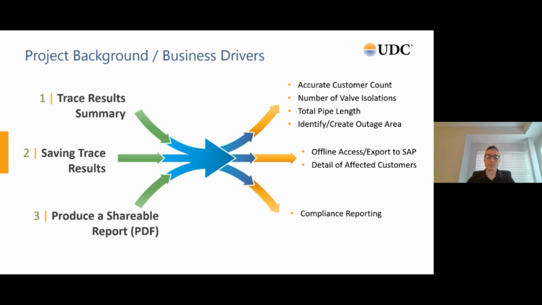They wanted the ability to save the detailed trace results as a feature to be viewed on other GIS maps, as well as an export that can be utilized by their work management system, in their case SAP, which then they would be able to create notifications and work orders from. And lastly, AVANGRID wanted the ability to create a shareable PDF report containing the details of the trace and a map of the area.